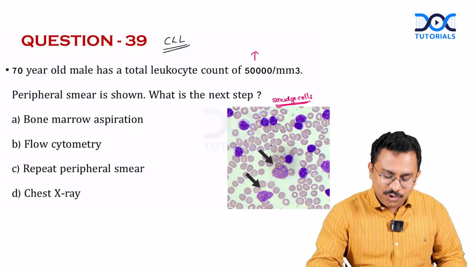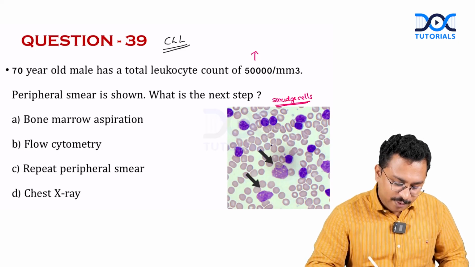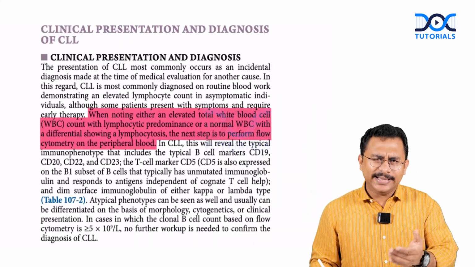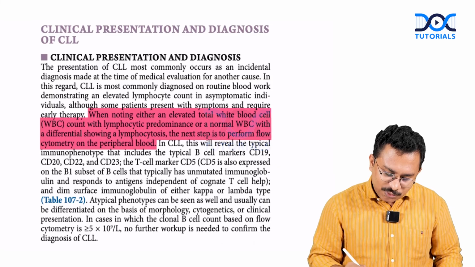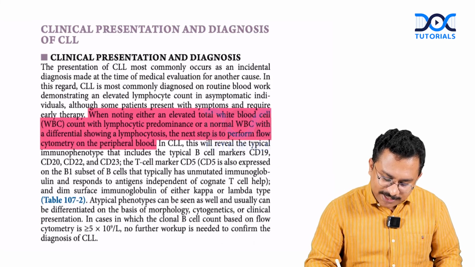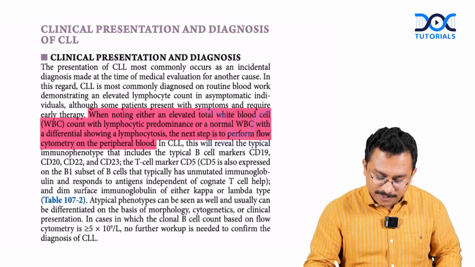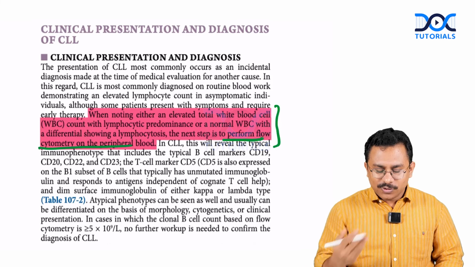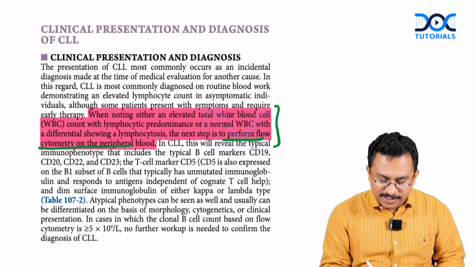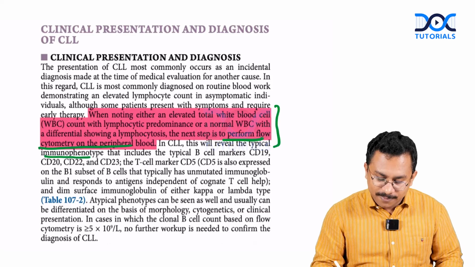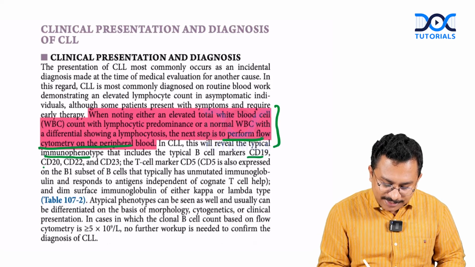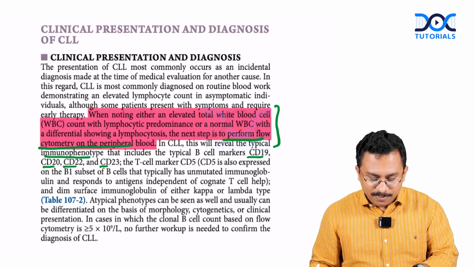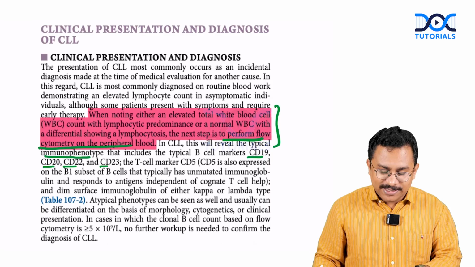And for CLL, what is going to be the next investigation? You have got to do a flow cytometry. You can see for CLL this exact line from Harrison also. When noting an elevated WBC count with a lymphocytic predominance, the next step is to perform a flow cytometry in the peripheral blood, which will reveal the immunophenotype of CLL, showing the typical B cell markers CD19, 20, 22, CD23 and CD5. So flow cytometry is the next investigation that you have got to do.